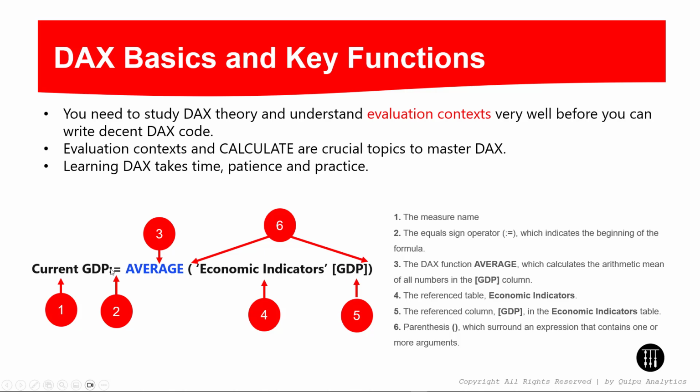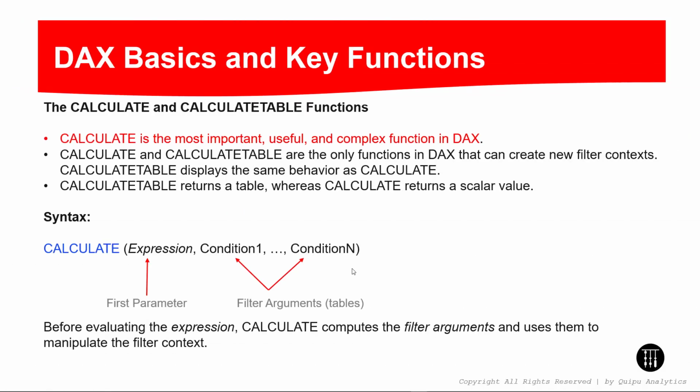You can also see here the measure, the name of the measure, the function average. The name of the table is called economic indicators, and then the column name, which is GDP, gross domestic product. Let's quickly cover calculate.